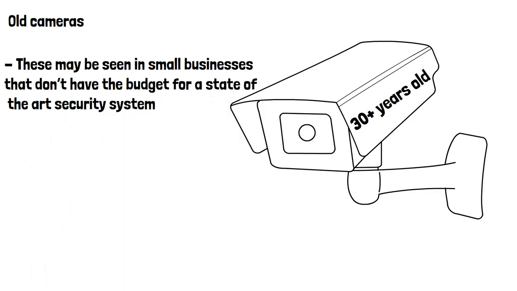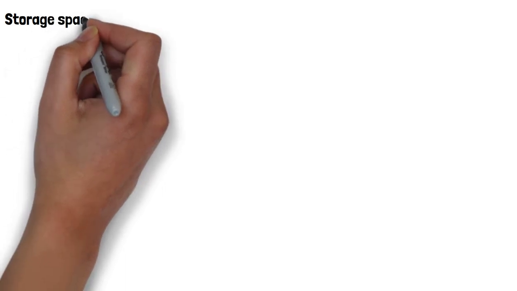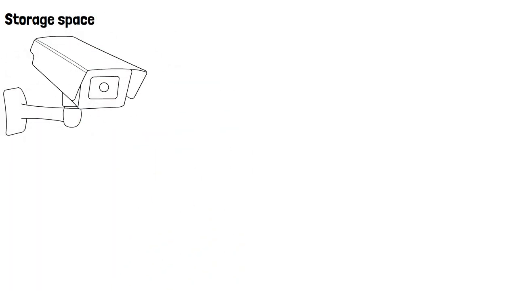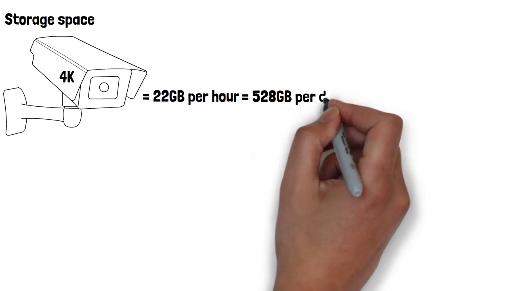Next, let's talk about storage space. For the recording to be useful, it needs to be saved. If your CCTV camera was shooting video at 4K, something which we'd consider a very good quality image, it would take up around 22 gigabytes of storage space per hour. Storage space needs to be paid for, whether it's on a hard drive you keep yourself or on a server. Keep in mind that many CCTV cameras record video 24 hours a day, so that adds up to around 528 gig of storage space needed per day.